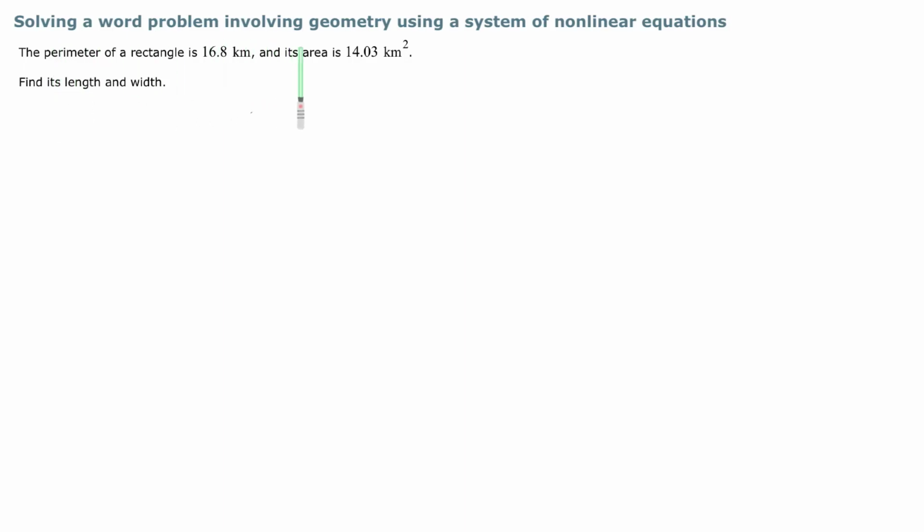Solving a word problem involving geometry using a system of nonlinear equations. The perimeter of a rectangle is 16 and 8/10 kilometers, and its area is 14 and 3/100 square kilometers. Find its length and width.